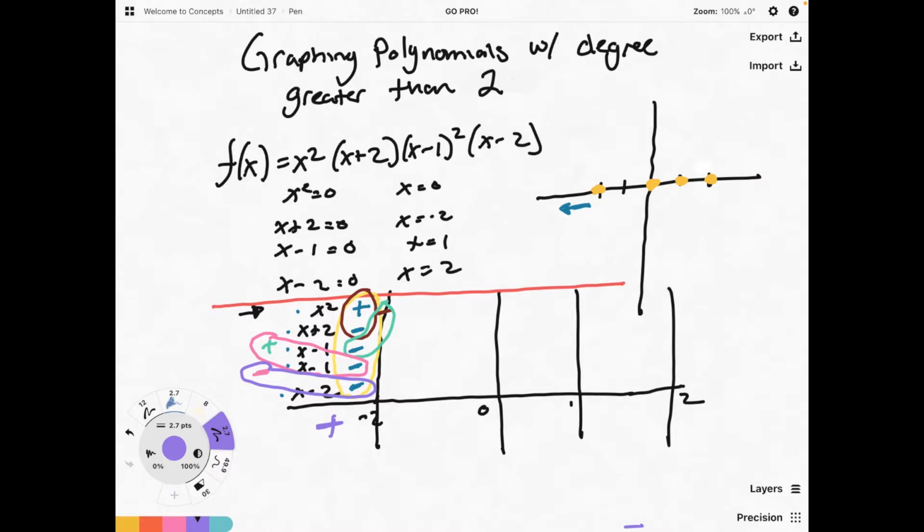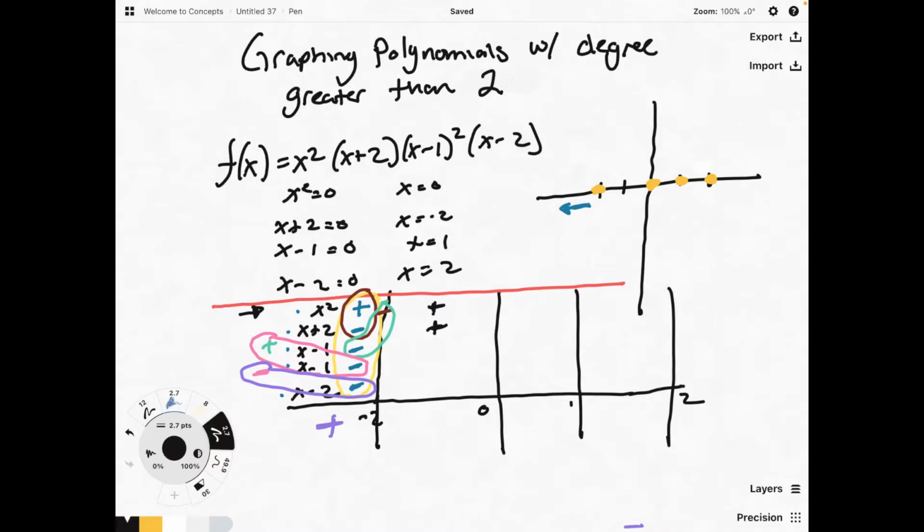Let's select a value of -1 because it's going to be simple. If we do -1, then we are going to do the exact same thing we just did, but instead of values less than -2, we're going to plug in -1. -1 into x squared, we're going to get a -1 times a -1, which is going to be positive. A -1 in x plus 2, so it's going to be a -1 plus 2. That's going to also be positive.